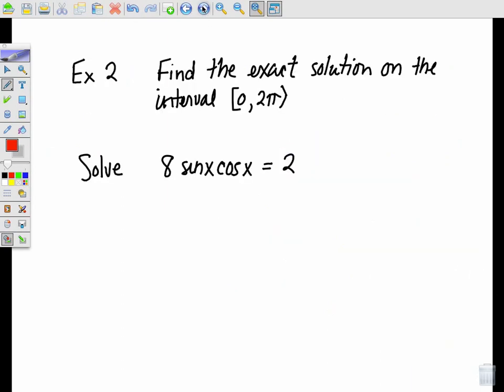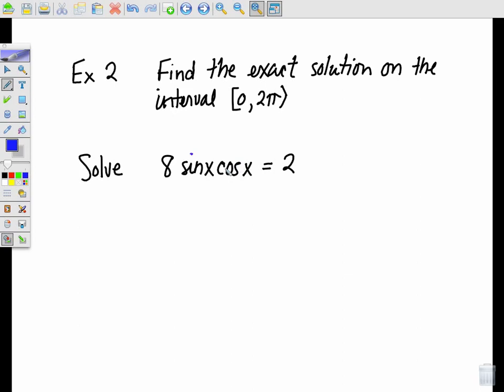Let's go ahead and look at the next example, which is going to ask us to do some solving of an equation. Example 2 says find the exact solution on the interval of 0 to 2 pi of this equation. Well, here's what I know. Usually when we solve equations, we're trying to write everything in terms of the same trig function, so maybe write them all in terms of sine or all in cosine, and we're not able to do that here.